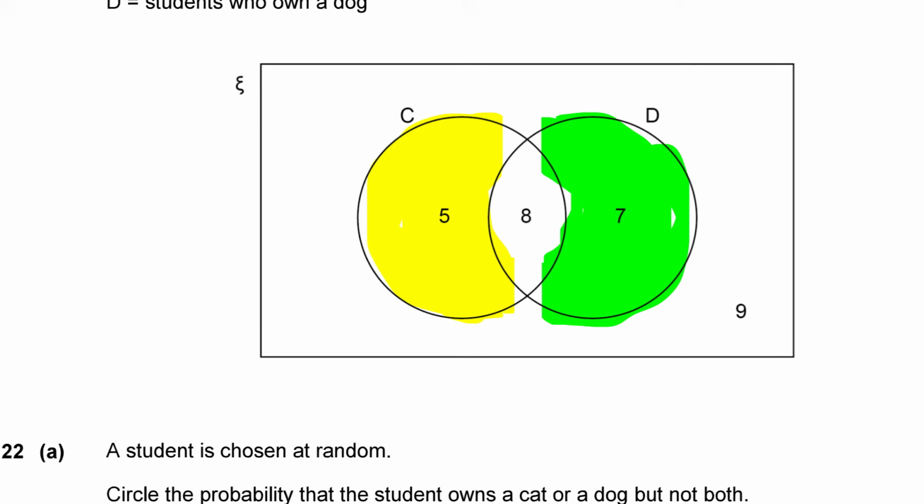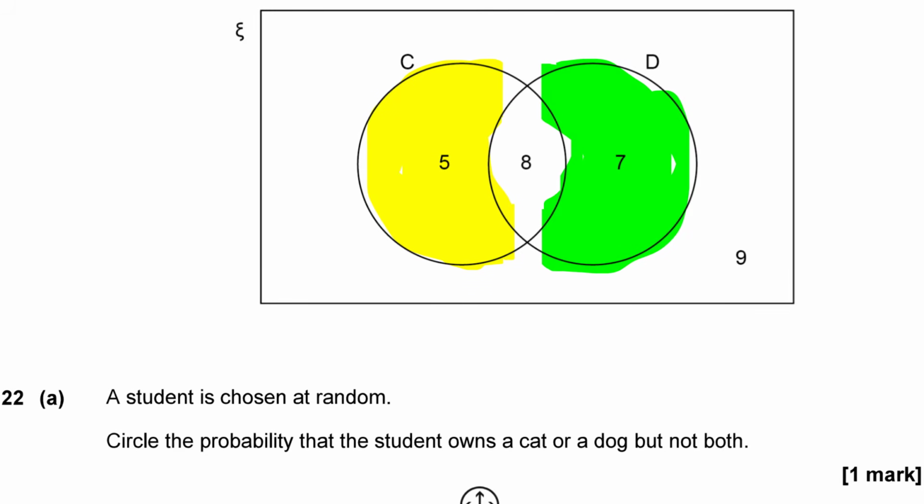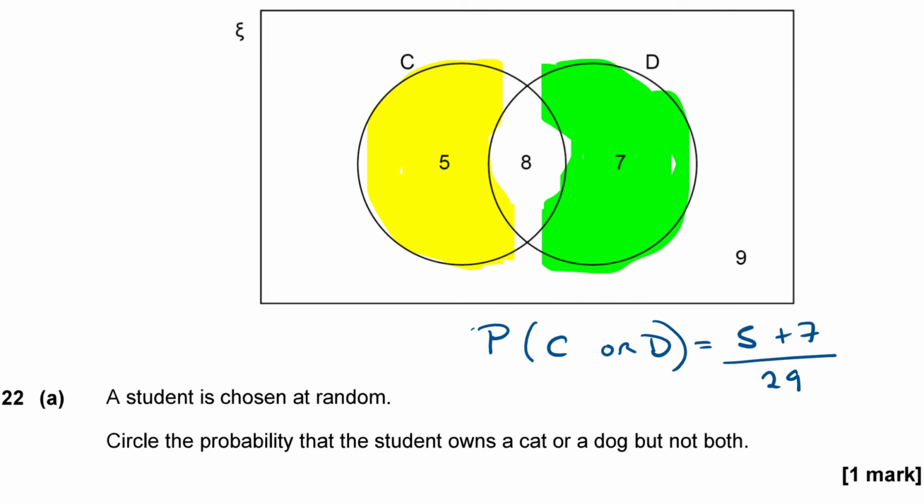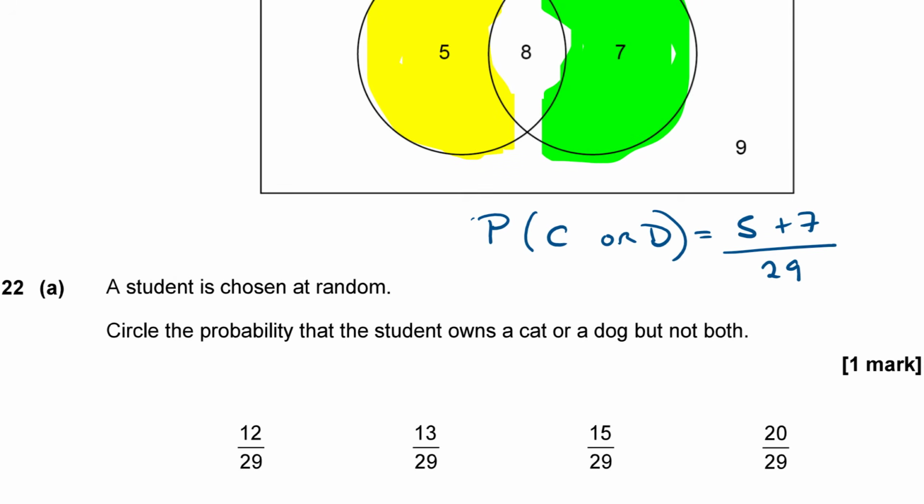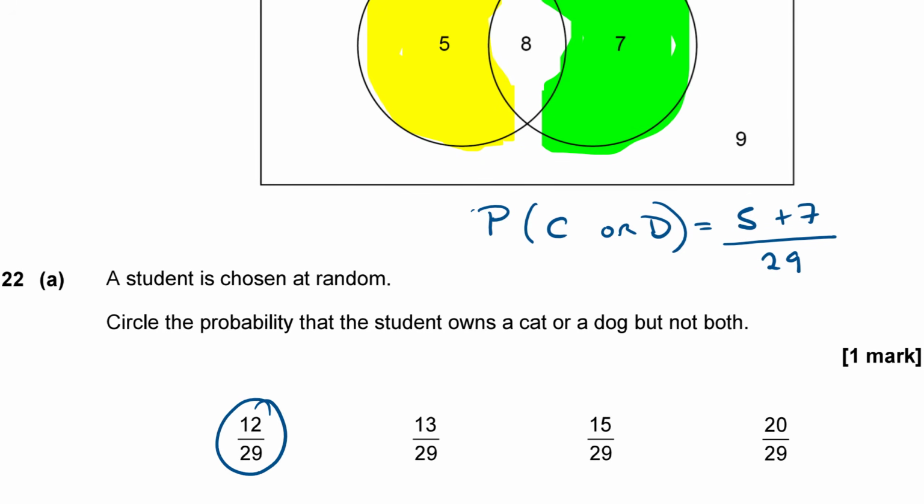So remember earlier I was saying about "or" and "and" in probability questions. "Or" normally in probability means add. So probability of C or D, but not both. So it's just going to be that 5 on the left plus my 7 on the right over how many we've got altogether? 29 in the universal set. So 5 plus 7 is 12, isn't it? So it's going to be 12 over 29. It's that one.